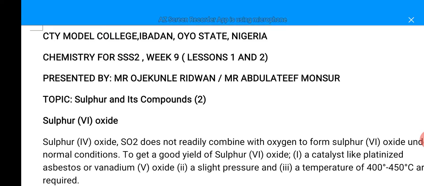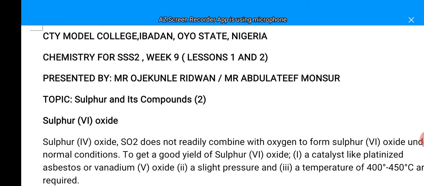Here comes another lesson in the series of our lessons that we have in this third term work at Chy Model College, Ibadan, Oyo State, Nigeria. This lesson is for chemistry, SS2, week 9. This is the first part of the lesson of week 9. The note here covers lesson 1 and 2, but the first aspect, lesson 1, is what we shall discuss here first. Later on we'll talk about the second lesson.